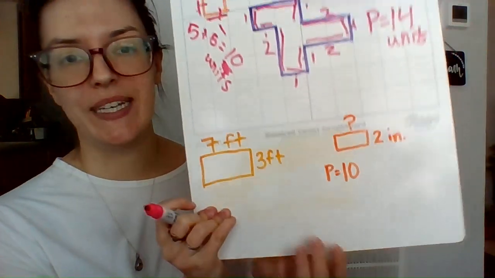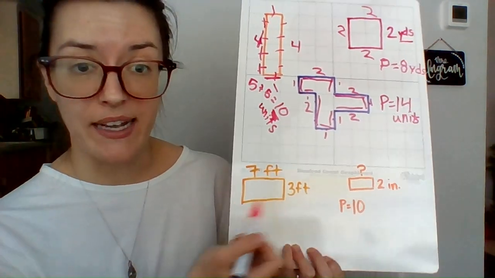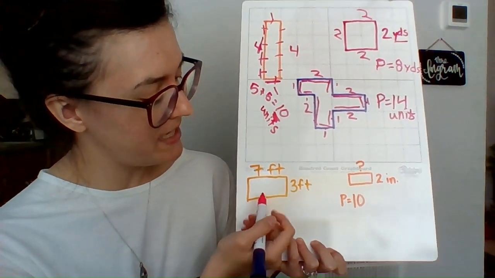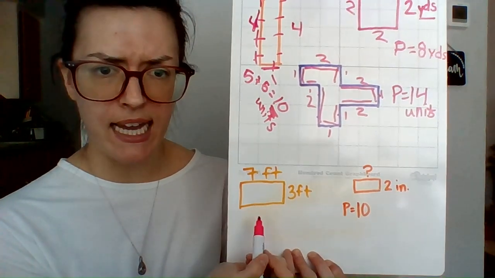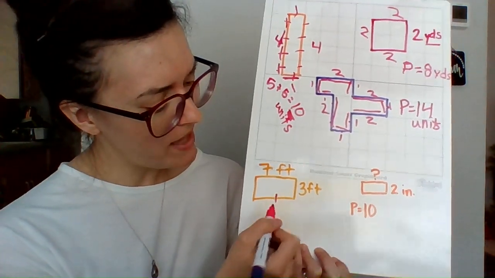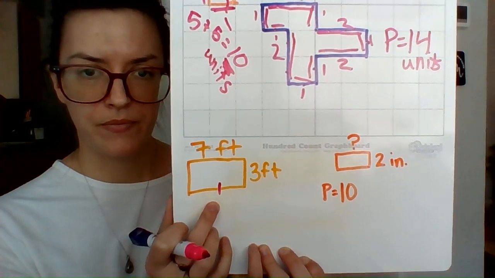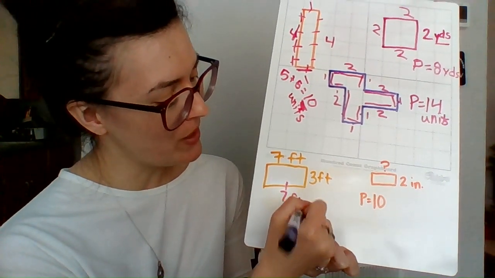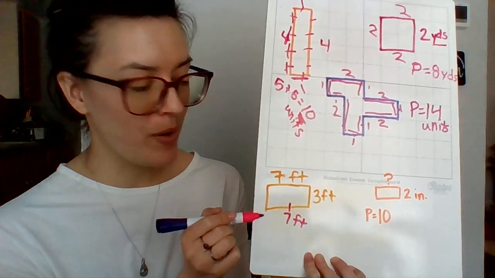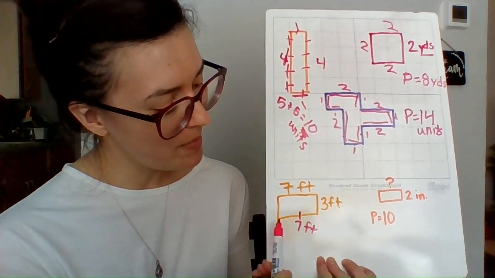Our last two examples are going to both be rectangles. Now for this one, I want to find the perimeter, but they only gave me the top and the side lengths. What length should I put for this bottom? 7 feet, because we know that our top and our bottom are equal and opposite in rectangles, and we also know that about the side as well.